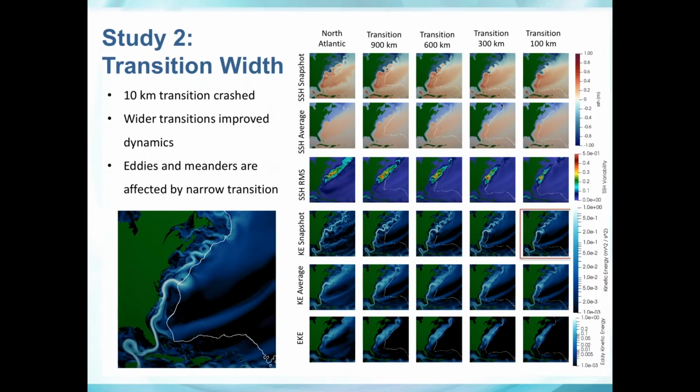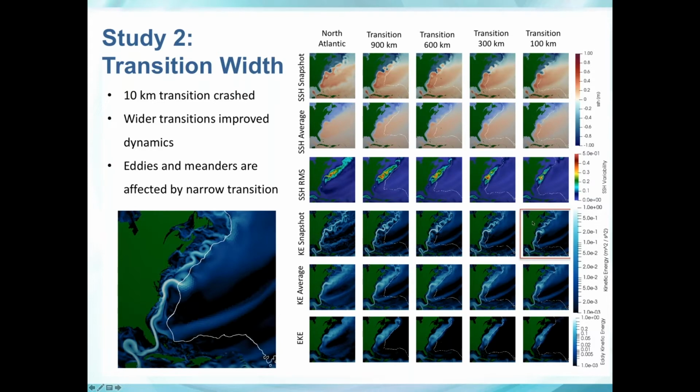The second study was changing the transition width. So this white line you can see in each of these marks the center of the transition. You can see that the 900-kilometer transition, that the center of that transition is much further from the coast than this 100-kilometer transition. And what you can see here is basically the wider transition regions perform better, and they perform better even within the coastal region.